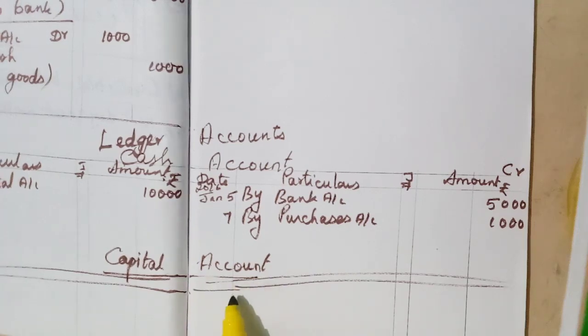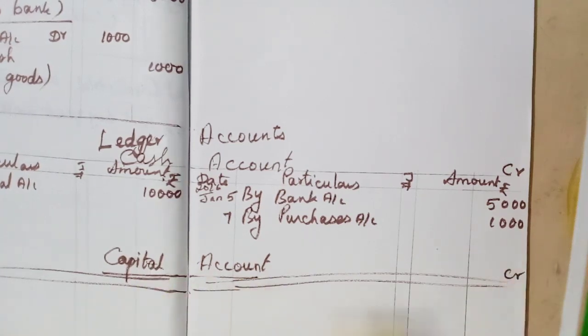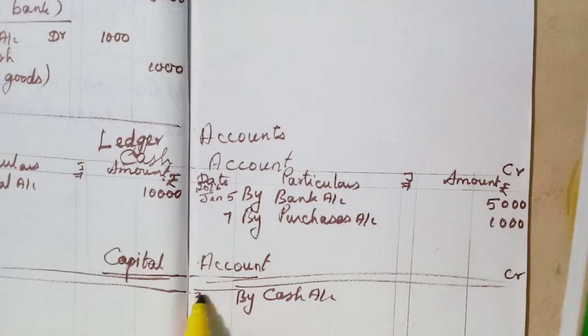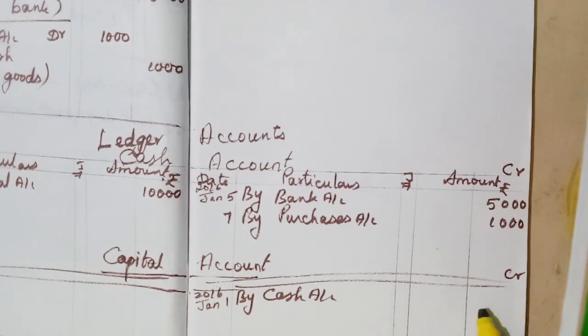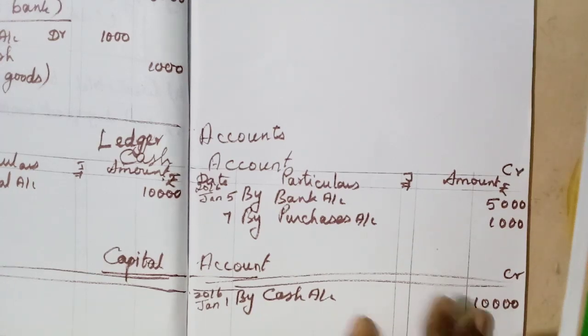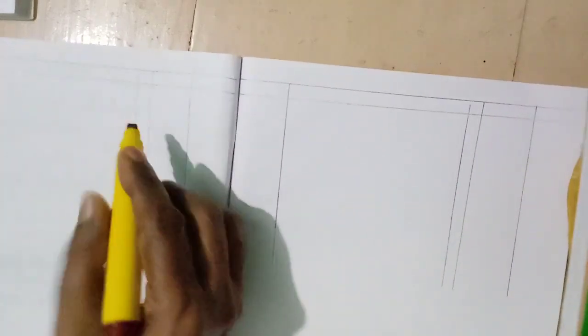So capital is credited, so we need to write on the credit side, by the debit one, by cash account. Date 2016 January 1. Amount 10,000. That's all for capital, isn't it? Then bank account. We need to write bank account.